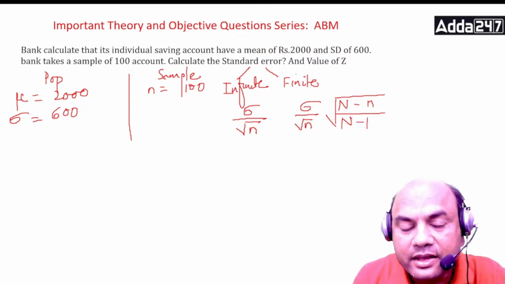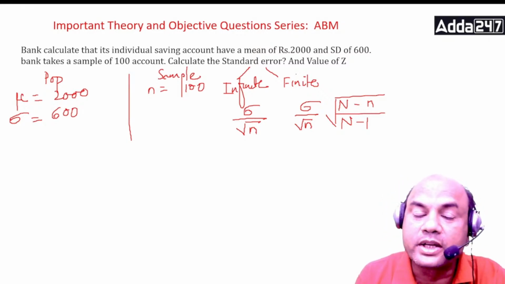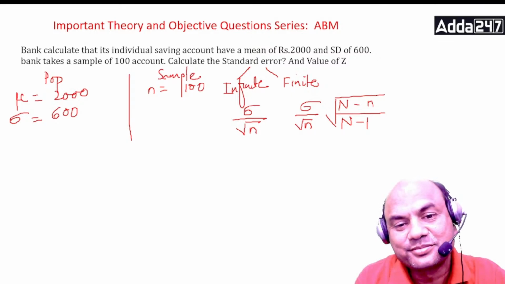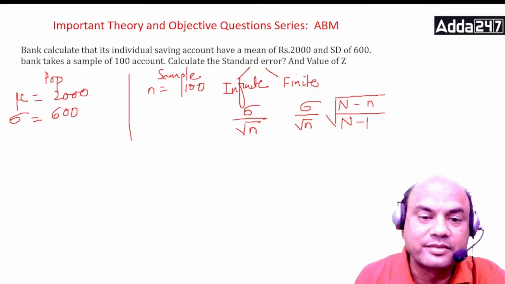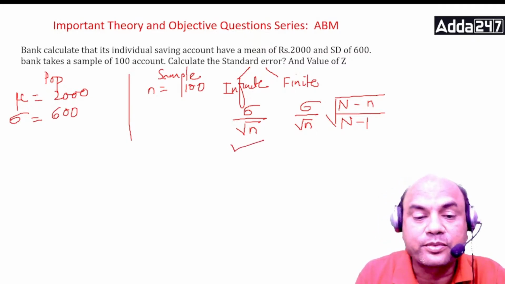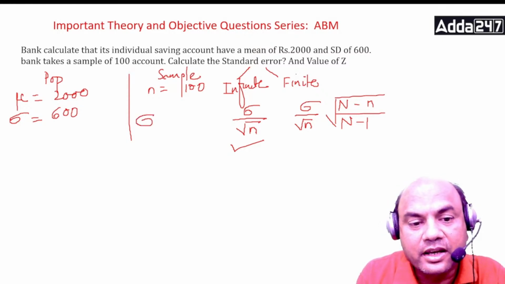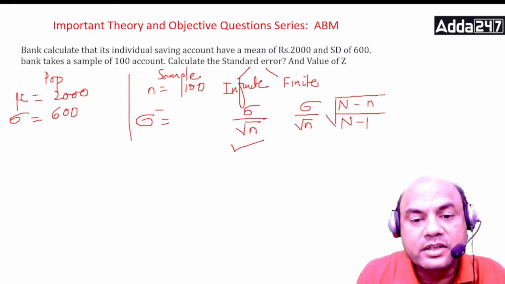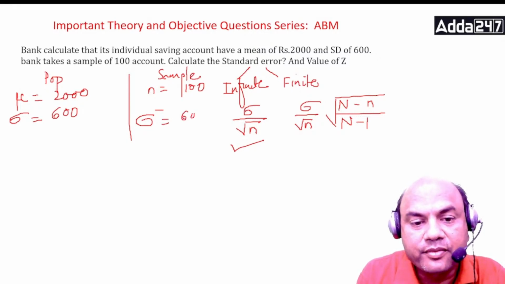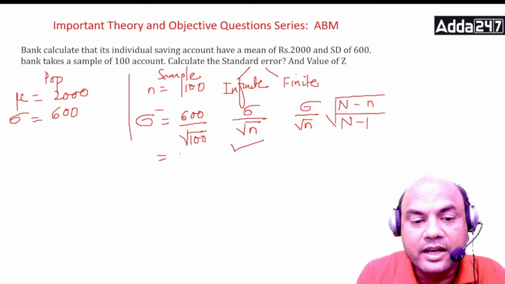So now in our case, what do you think is the population given, infinite or finite? You answer me in the comment section. It is given as infinite because they have not mentioned anything regarding the size of the population. So it's simple then. What is my standard error? Standard error equals sigma, the standard deviation, 600, upon root of n, root of 100. So 600 upon 10 is 60. So my standard error is 60.